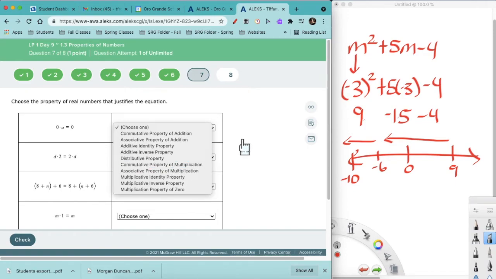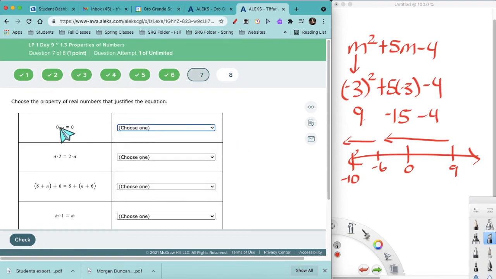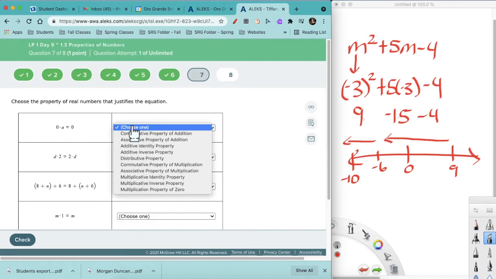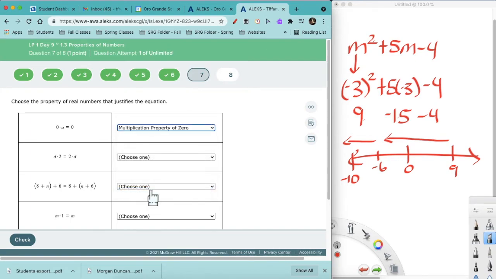All right, so when we're looking at this one, we have 0 times A equals 0. All right, I'm multiplying by 0. That was my 0 property, and it's multiplication property of 0. So it's not always going to be named exactly the same thing, but the words are still there. It's the 0 property of multiplication or multiplication property of 0. D times 2 equals 2 times D. All right, well, all I did was switch the position.